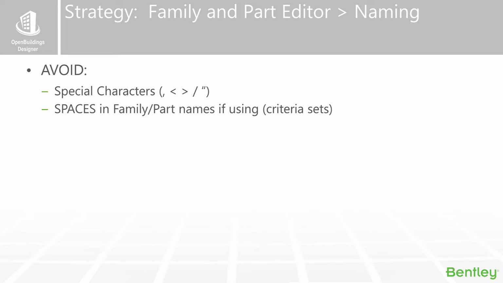And there are some characters you want to avoid: commas, greater than, less than, backslash, and quotes. And you don't want to have spaces in the family and part names if you're using criteria sets. So those are just some tips on naming parts.